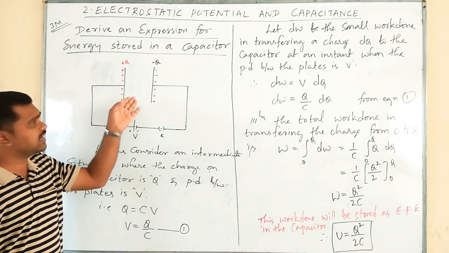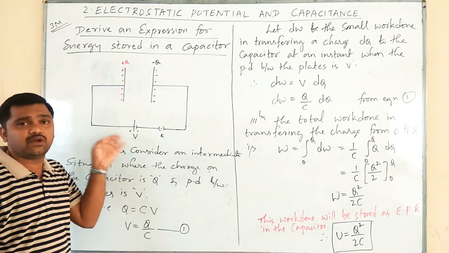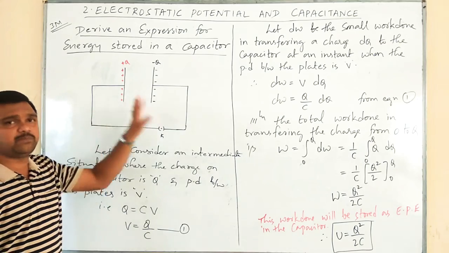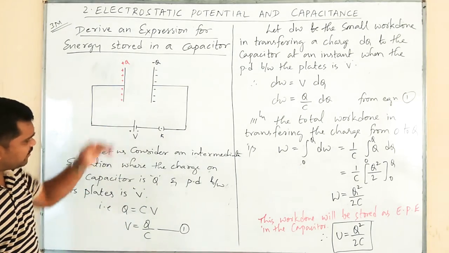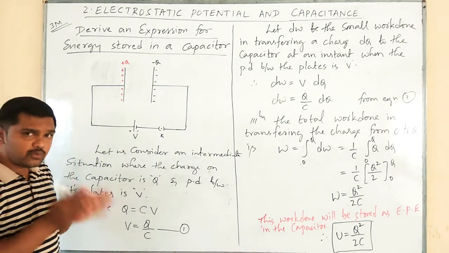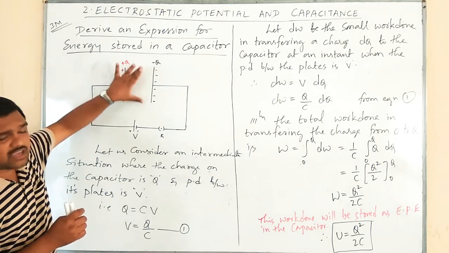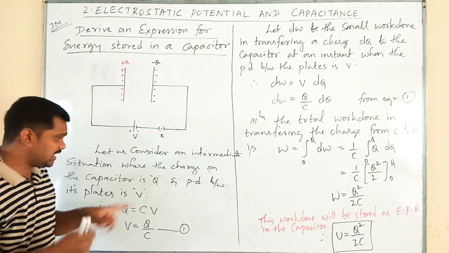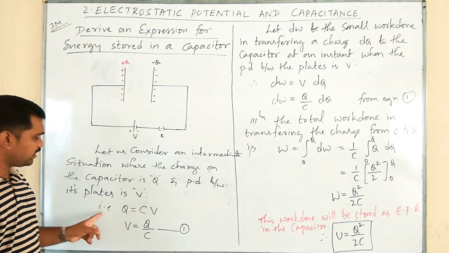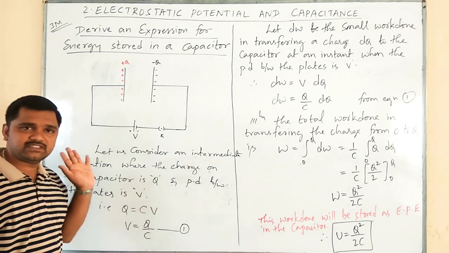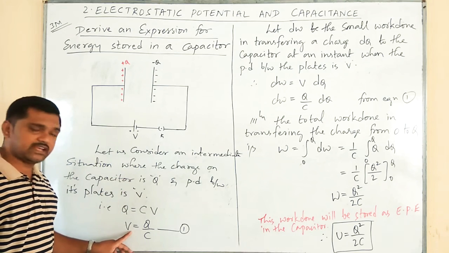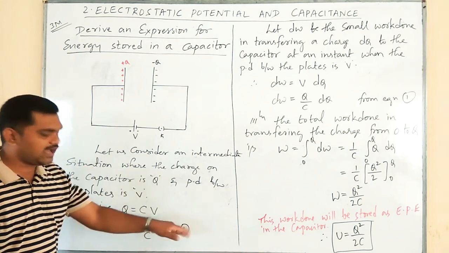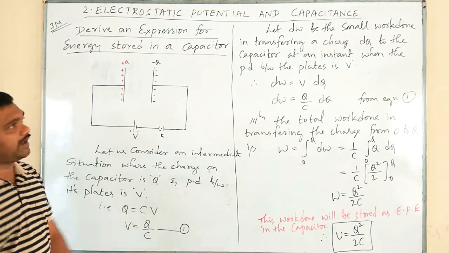So as soon as I connect that capacitor to the source of potential difference, that is the battery, charge will transfer bit by bit. So I have considered one intermediate situation where the charge on this capacitor is Q and the potential difference between its plates is V. Therefore, Q is equal to CV. This equation we know. Next, on interchanging, V is equal to Q divided by C. I have called it equation number 1.